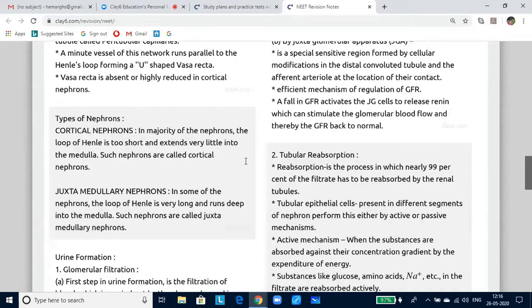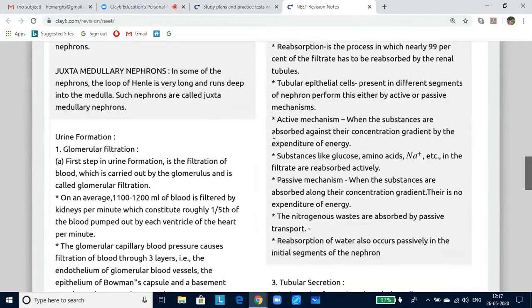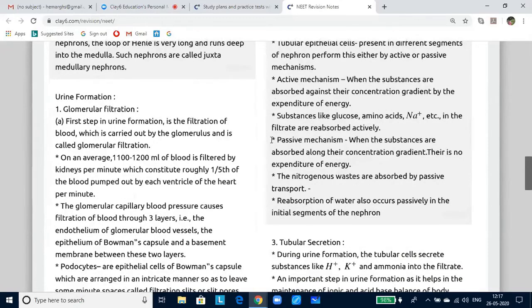Now let us look into the urine formation. So there are 3 steps in the urine formation. One is glomerular filtration, second is reabsorption, and third is tubular secretion. Now let us look into glomerular filtration.